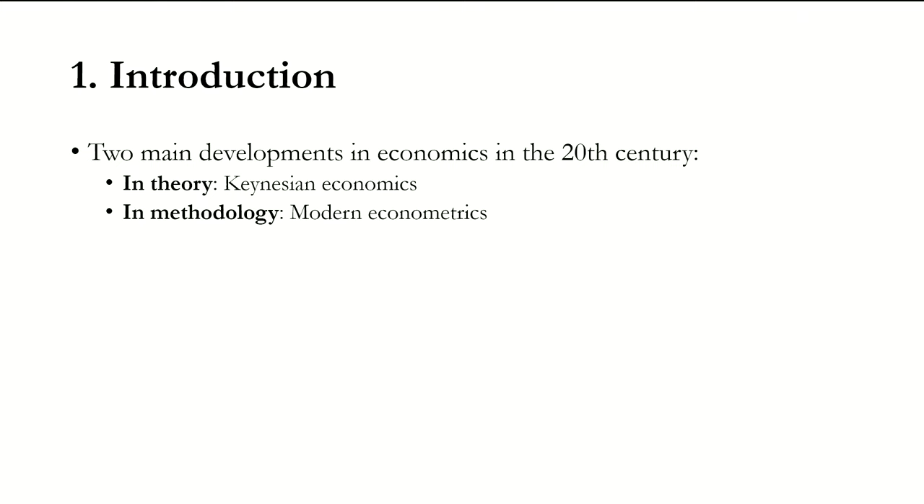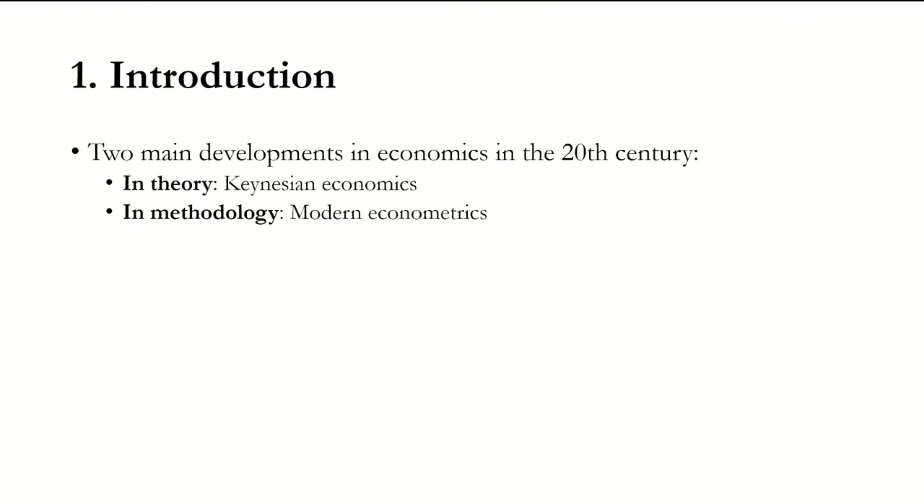Let's jump into the content of this lecture. So there are basically two main developments in the economics of the 20th century, and this is not me speaking, this is the generally perceived history of economic thought. There was a very influential development in theory, which is, of course, the emergence of Keynesian economics, what is sometimes called the Keynesian Revolution, with John Maynard Keynes and the publication of his General Theory in 1936.